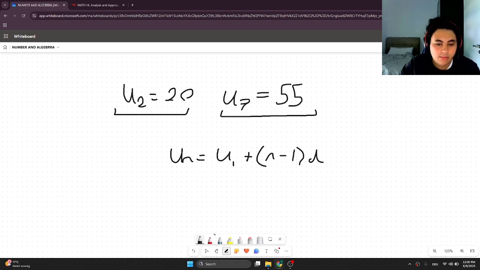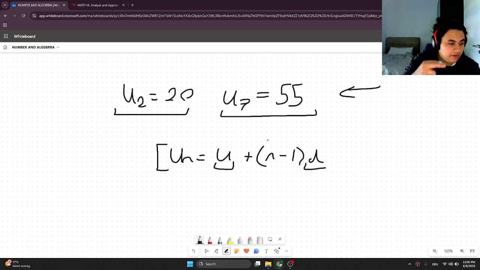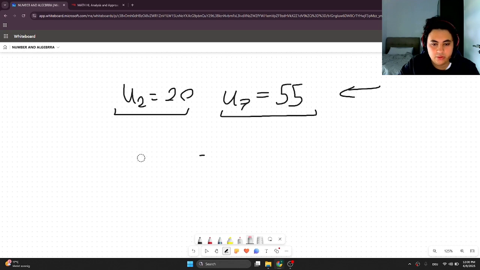Because if you put this into this formula right here, you're going to have un and n minus 1, but you're not going to have u1 and d. And it's going to be the same thing when you plug this value in. So you're going to have two formulas with two unknown variables in each, which you can put in a system of equations and then solve for u1 and d. Okay? So let's first off set up the equation.